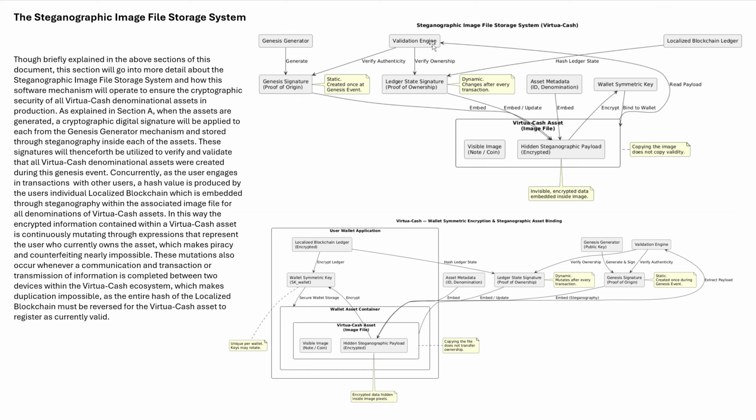We also have our validation engine, which is the whole thing about the blockchains, and those blockchains creating a hash of the blockchain, which is then encrypted with the symmetric key, and that encrypted state is then stored inside of the virtual cache asset as well. So we have this asset that is then also encrypted with the symmetric key itself. So it's multiple layers of encryption on one single image. The image contains encrypted information. The image itself is encrypted by the wallet application.